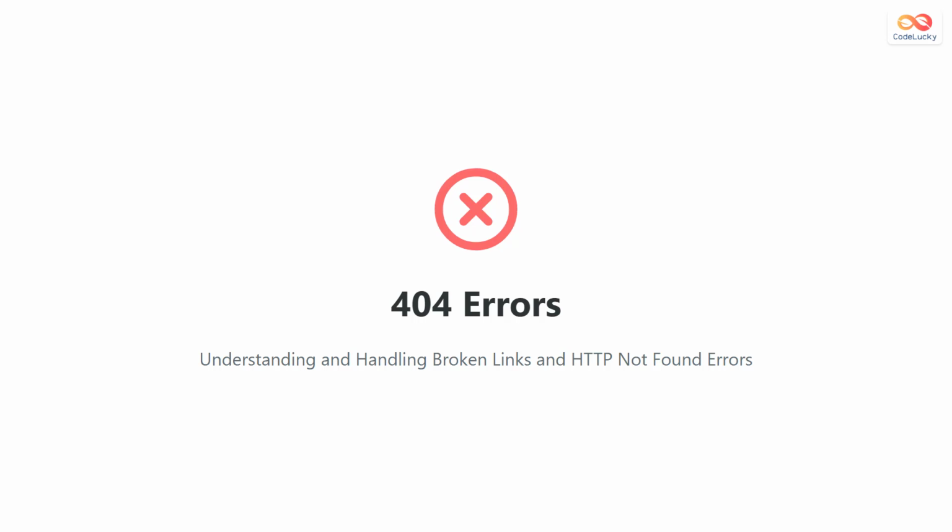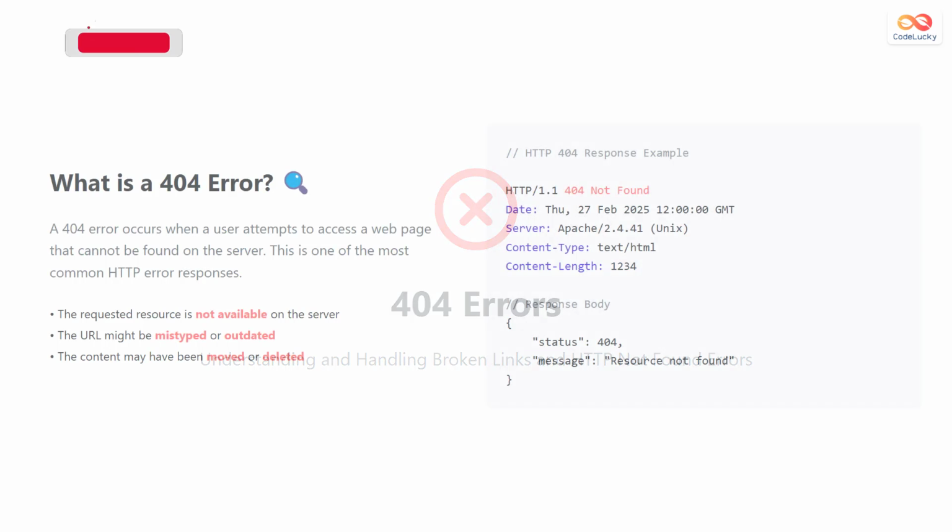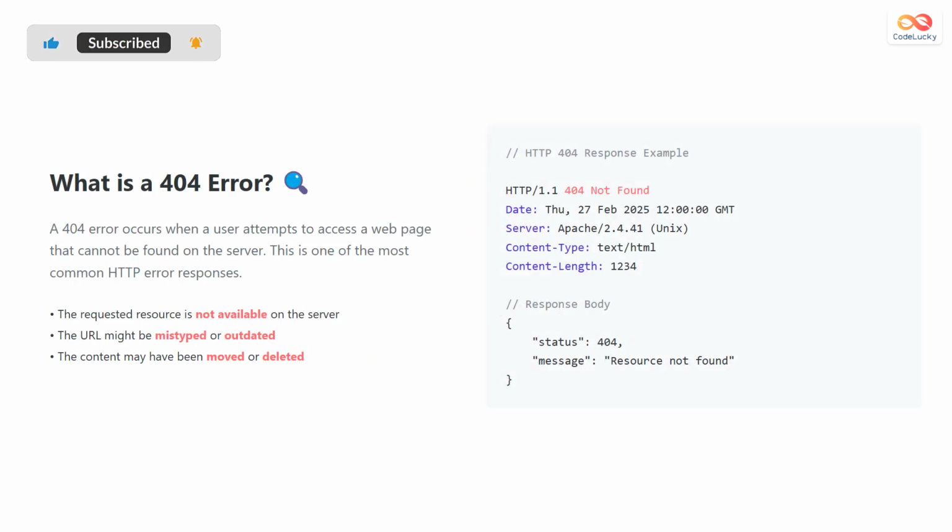In this video, we will explore 404 errors, also known as HTTP not found errors, and discuss understanding and handling broken links. A 404 error occurs when a user tries to access a web page that cannot be found on the server. This is one of the most common HTTP error responses. When you encounter a 404 error, it means that the requested resource is not available on the server. The URL might be mistyped or outdated, or the content may have been moved or deleted.